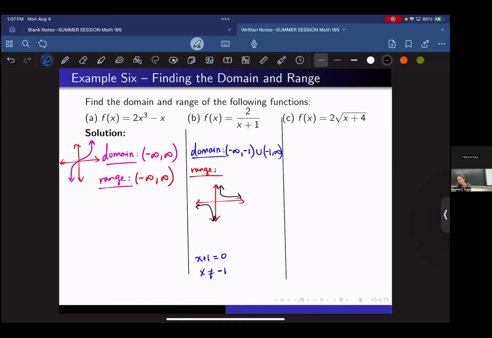So how do we write this in terms of interval notation? Negative infinity up to 0, good, union, 0 to positive infinity, and we're done.